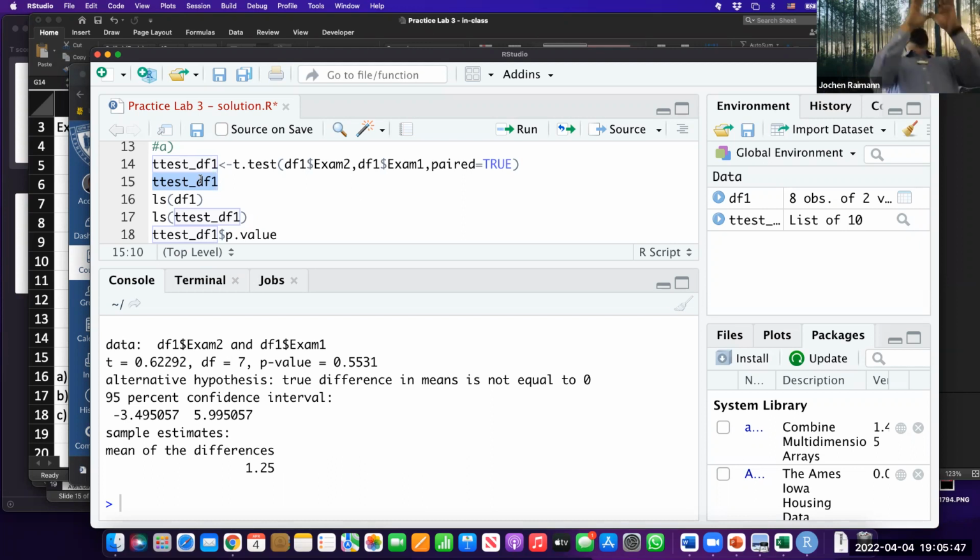Okay, what error? Yeah, you need to run the t-test first. You need to run line 14 first. And then you run line 15.